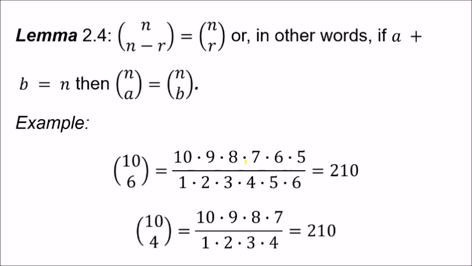10 times 9 times 8 times 7 times 6, hanggang times 5 lang, dahil ang difference ng 10 at 6 is 4. Kaya hanggang 5 lang tayo dyan. All over, 1 times 2 times 3 times 4 times 5 times 6. Yung dito sa denominator, i-completohin natin hanggang dun sa 6. So, the answer for that is 210.